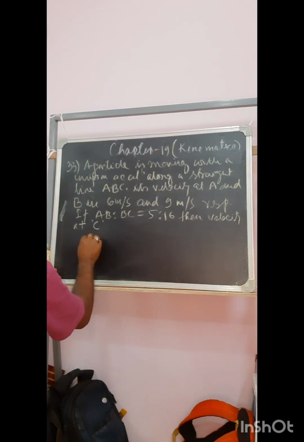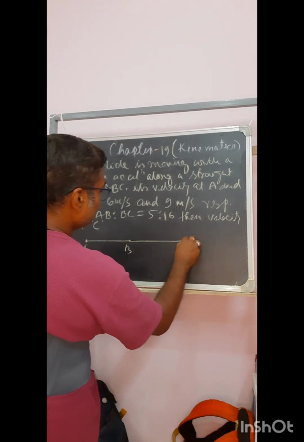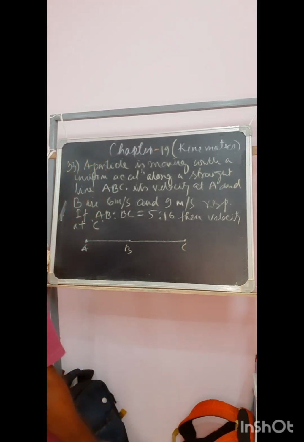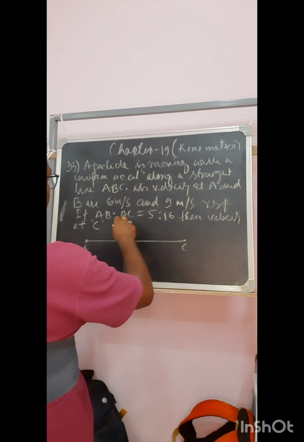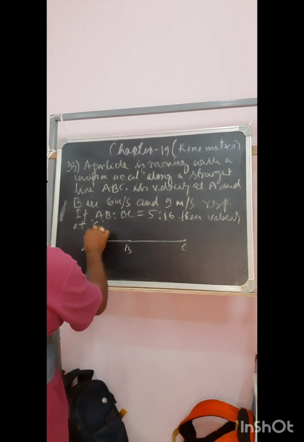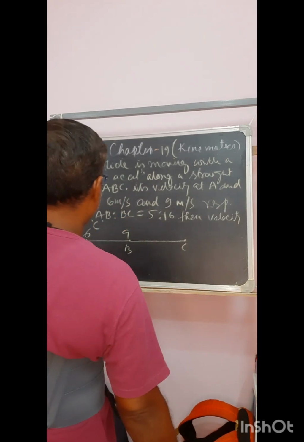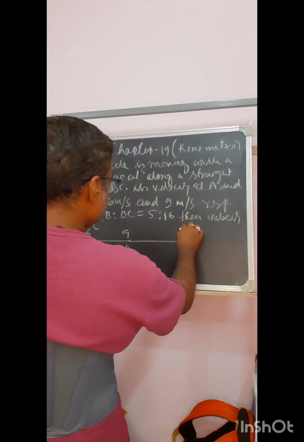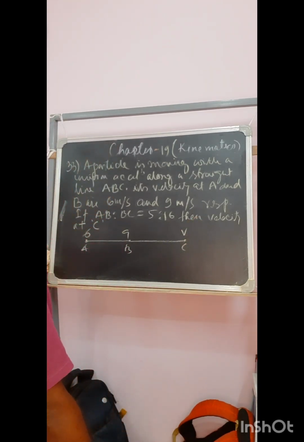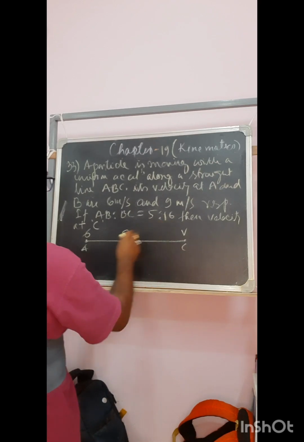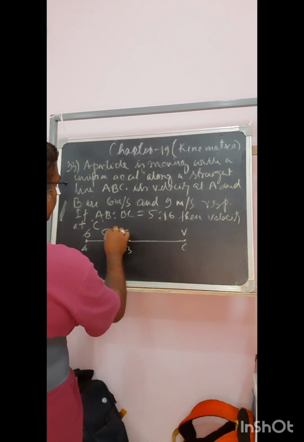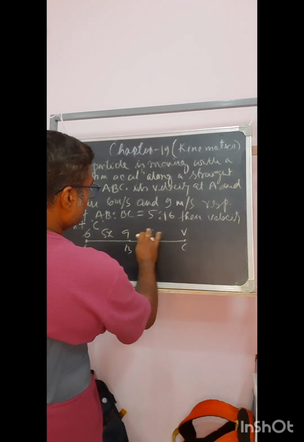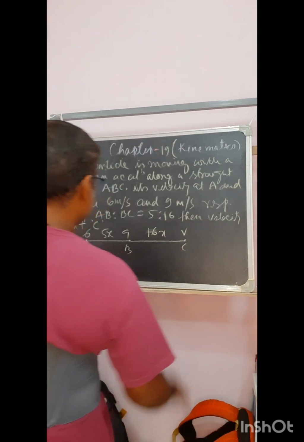So from A to B, then B to C, it is moving along the straight line ABC. The velocity is 6 meter per second here, 9 meter per second here, and at C there is a velocity, let's say V, that you have to calculate. The distances are in the ratio of 5 to 16, so we assume 5x and 16x.